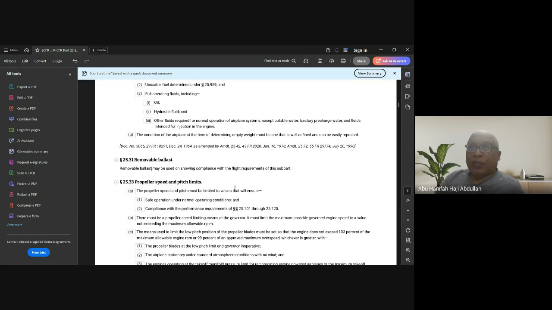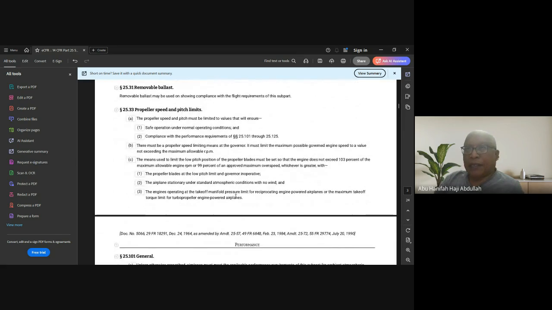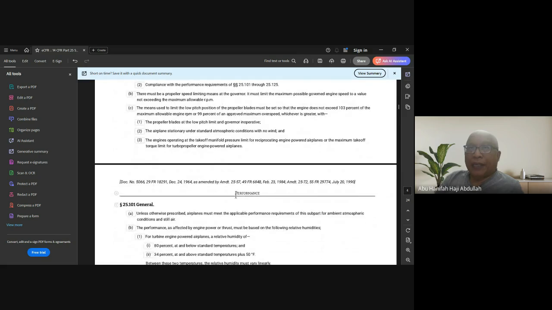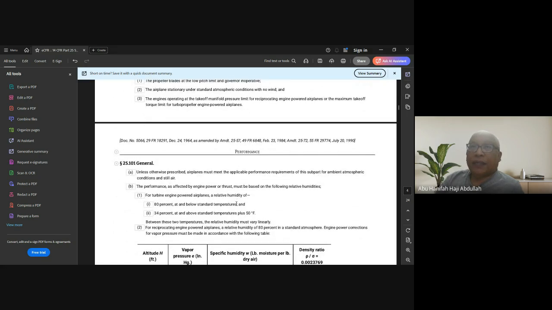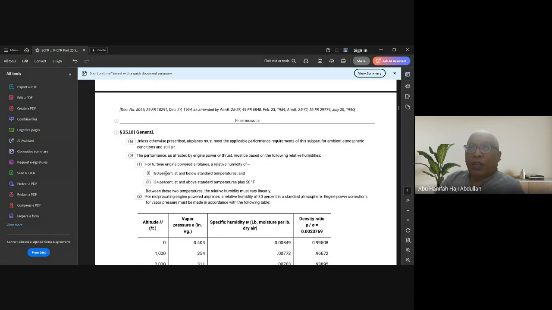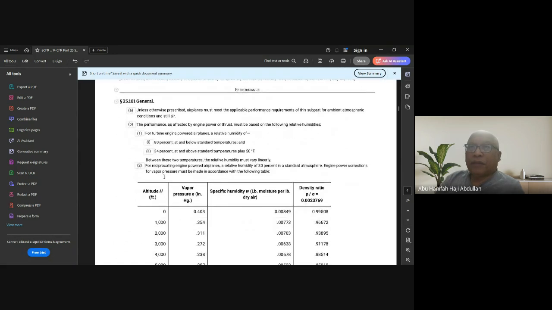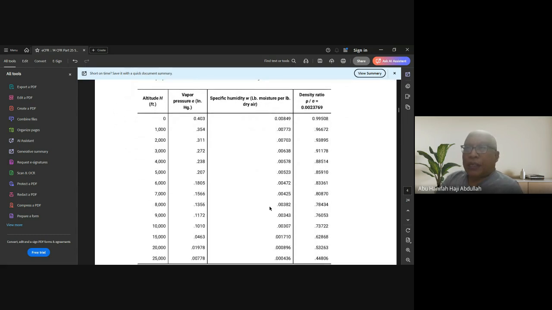Anyway, go to propeller speed and pitch limit. That I skip, I already explained that. And then 101 general performance. There are some items here. For example, for turbine engine powered aeroplane, relative humidity. You must consider the humidity for the engine operation. Here they give you altitude, the vapor pressure, specific humidity, and density ratio, for doing analysis of the engine.